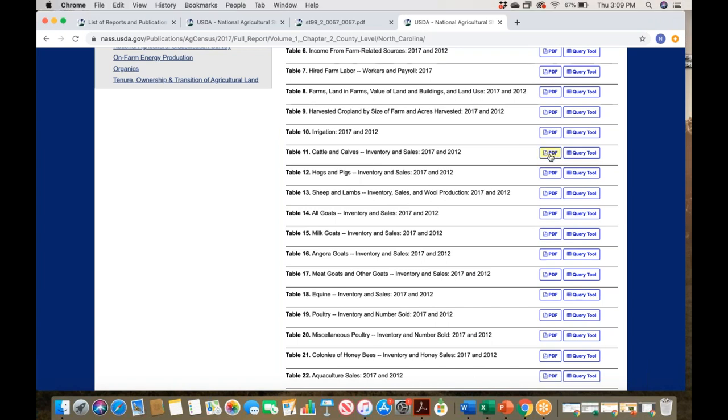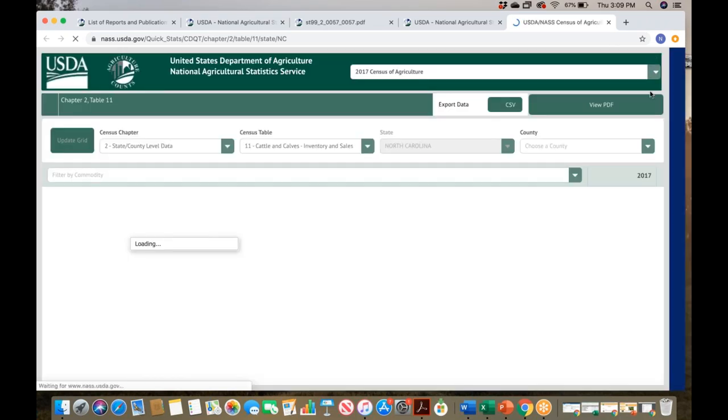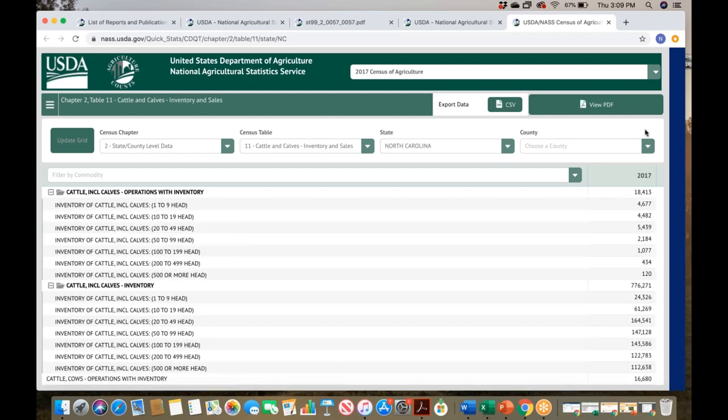Instead of doing the PDF of the table this time, I'm going to use this thing called Query Tool. Okay, so just open that. And we'll walk through it together. Okay, so basically this is a way to help search for what you're looking for and narrow it down. It already inputted this. I'm looking at state and county level data. I'm looking at cattle and calves. I'm in North Carolina. I'm looking for that.